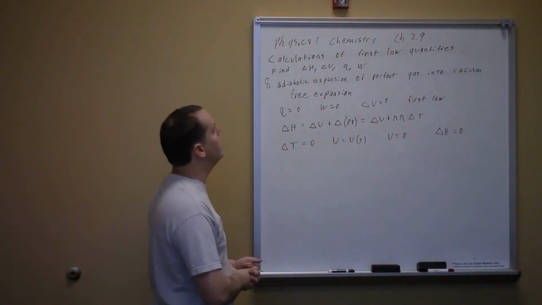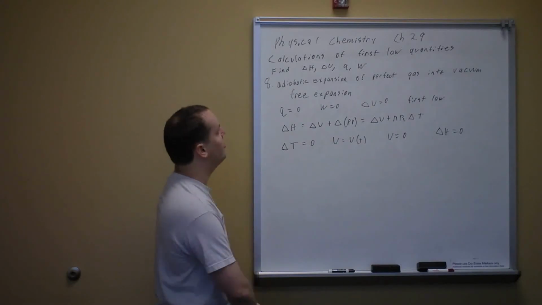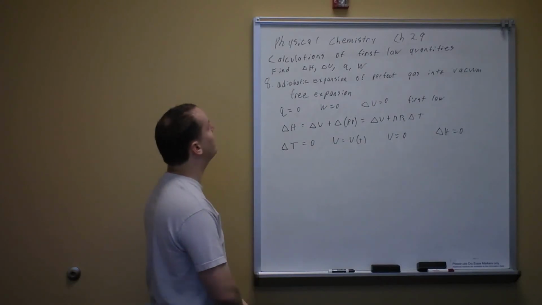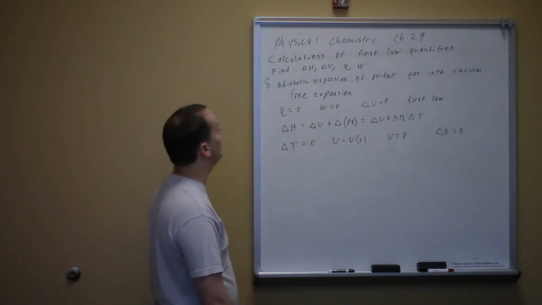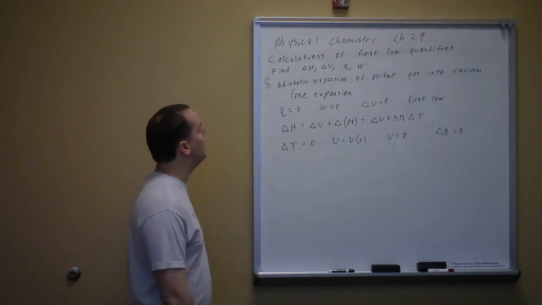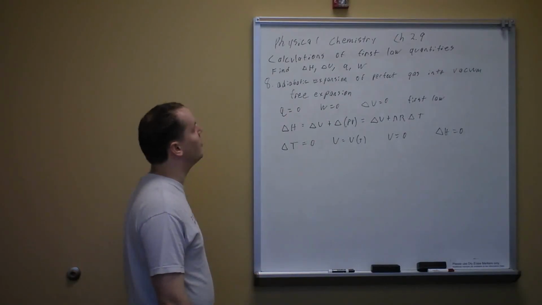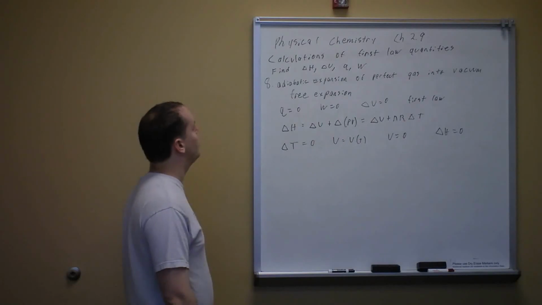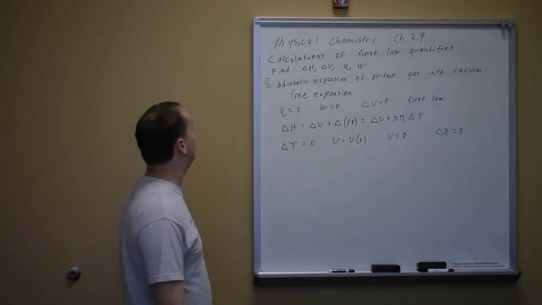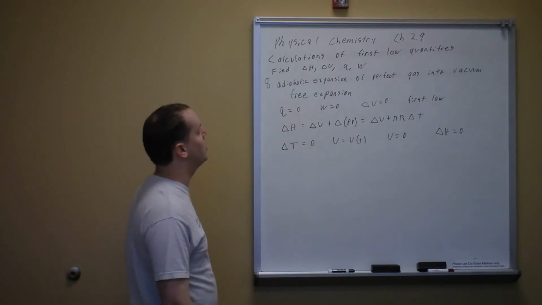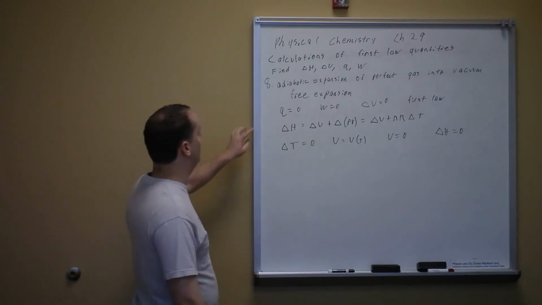Okay, physical chemistry, continuing chapter 2, finishing up section 2.9. We're calculating first law quantities for different types of processes. This time we're doing an adiabatic expansion of a perfect gas into a vacuum, also known as free expansion. Hopefully you remember this from before when we talked about the Joule experiment. This is the Joule experiment.